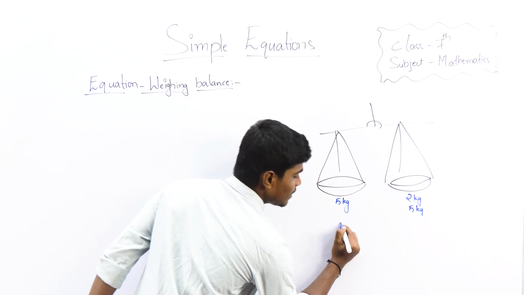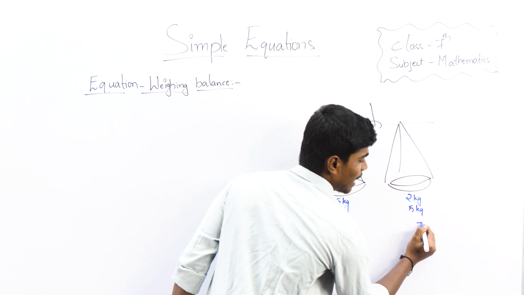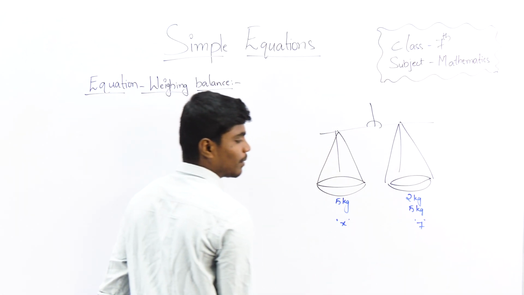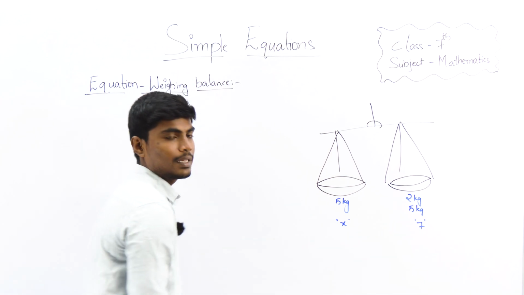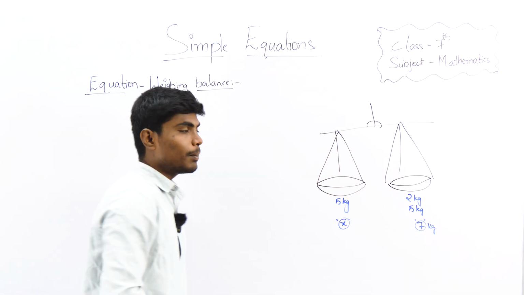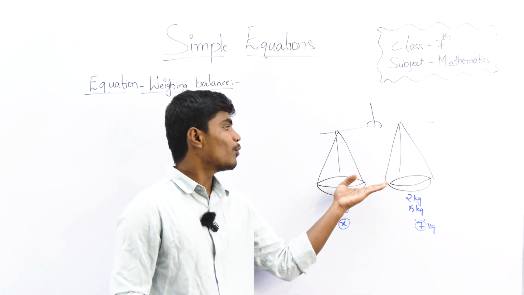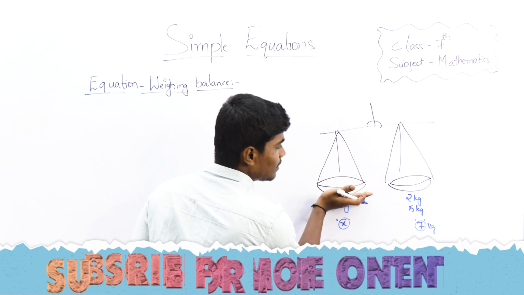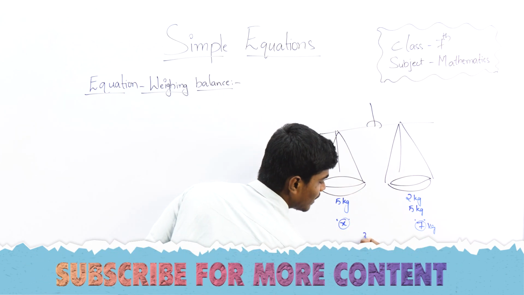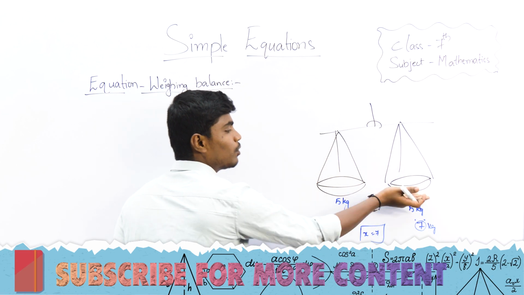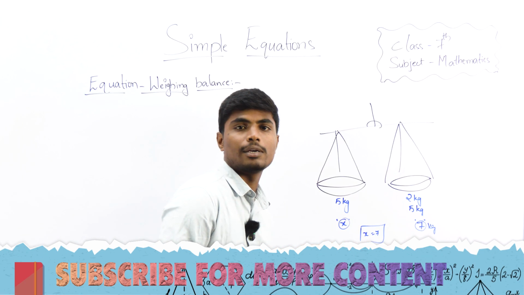Suppose this side we have x and the right side we have 7. On this side we have an unknown value and on this side we have a known value, which is 7 kg. But the weighing balance is balanced. So as this is balanced, we can take x equal to 7. If we have the same weight on both sides, then the values are also the same.